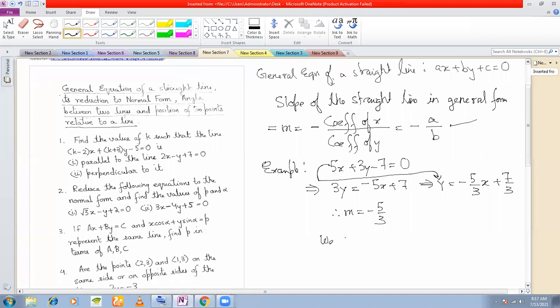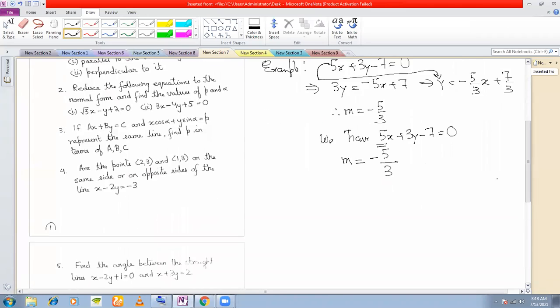So we have 5x plus 3y minus 7. If you want to find out the slope of this line from the general equation without converting it into slope intercept form, just write minus coefficient of x. The coefficient of x here is 5, divided by the coefficient of y. So the slope here is minus 5 by 3. Let's say this is example number 1.